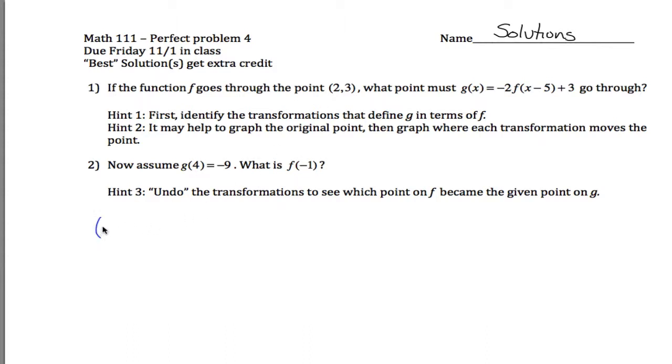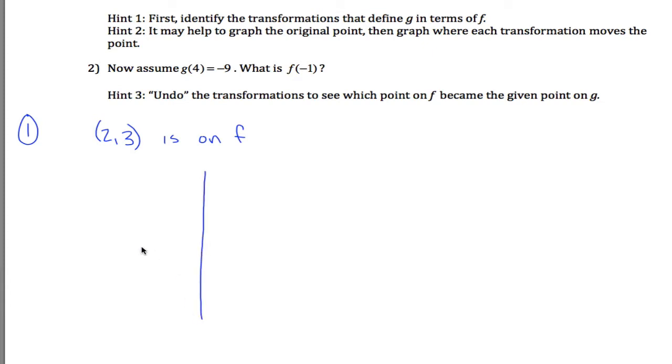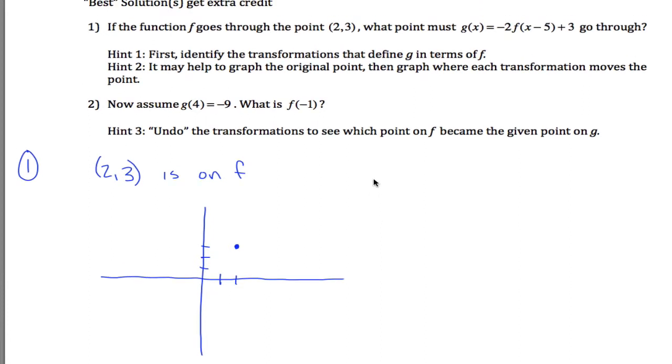I tell you that, so this is for part 1, that (2, 3) is on f. So I give you only 1 point. Maybe we'll even graph that 1 point. Let's see, 1, 2, 1, 2, 3. Here's a point. It's on f. And what I want to figure out is where this point ends up on this other graph.